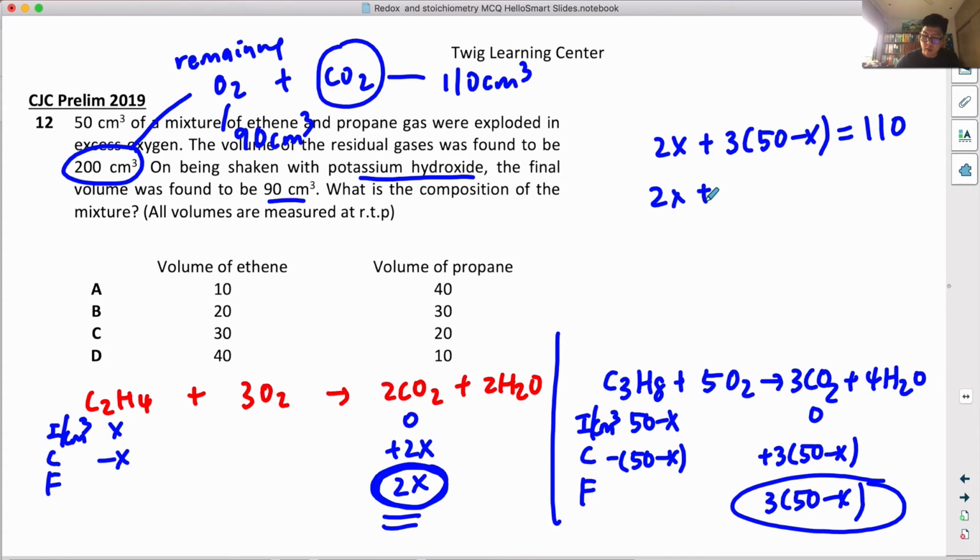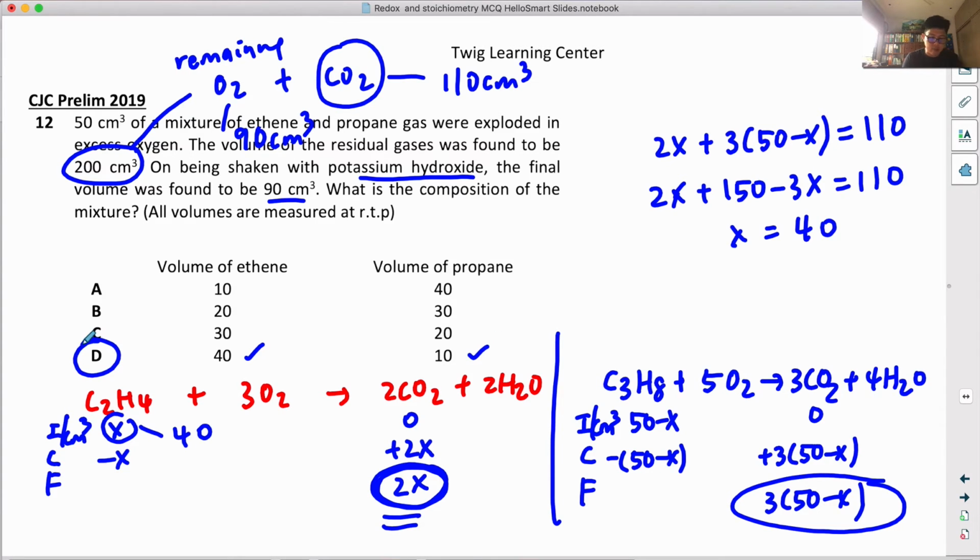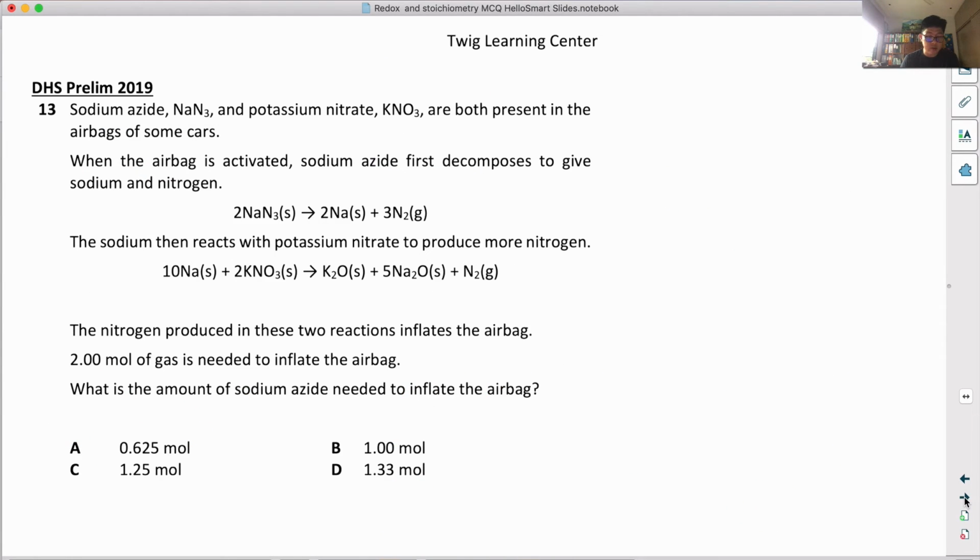So work it out: 2x plus 150 minus 3x equals 110. By doing the math, x equals 40. So the volume of ethene should be 40, and the volume of propane should be 10. So that's why the answer is D. Okay, let's move on to the next question.